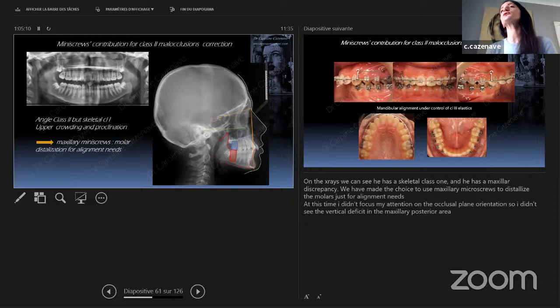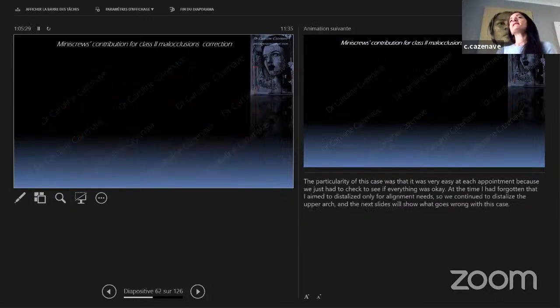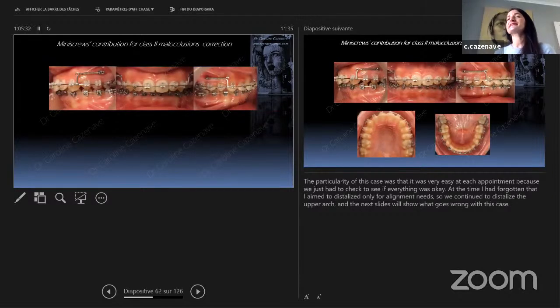We have made the choice to use maxillary mini screws to distalize the molar just for alignment needs. At this time, I didn't focus my attention on the occlusal plane orientation, so I didn't see the vertical deficit in the maxillary posterior area. And the particularity of this case was that it was very easy at each appointment because we just had to check to see if everything was okay. At the time, I had forgotten that I aimed to distalize only for alignment needs. So we continued to distalize the upper arch, and the next slide will show what goes wrong with this case.